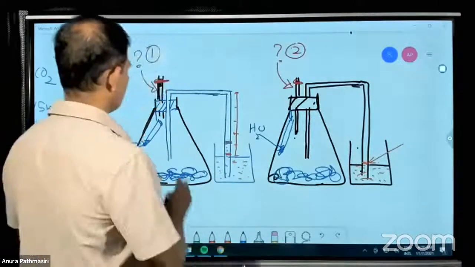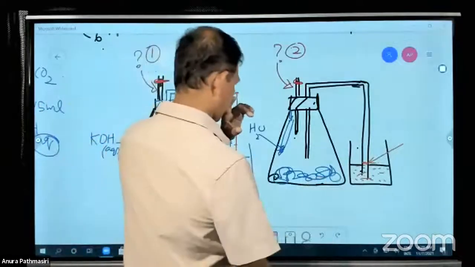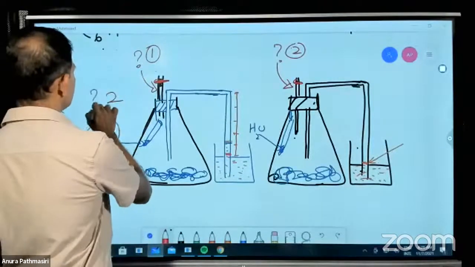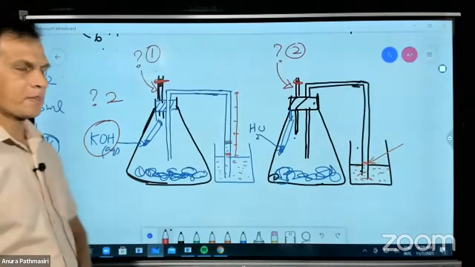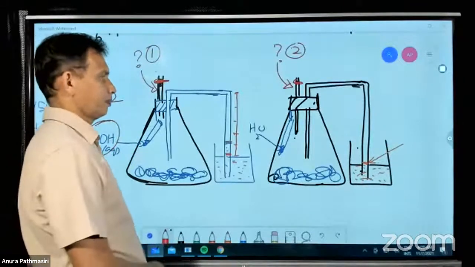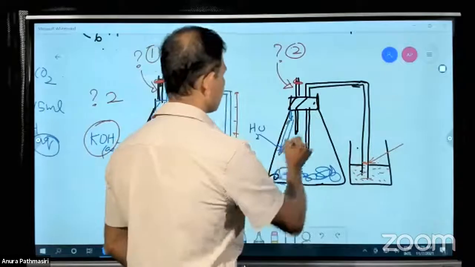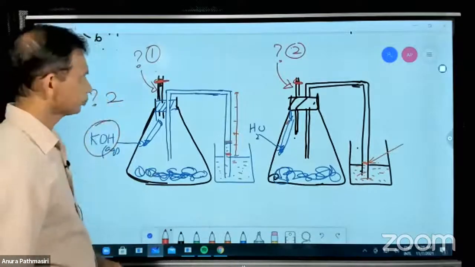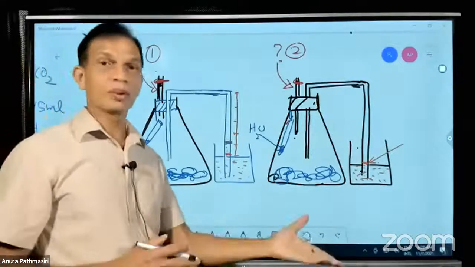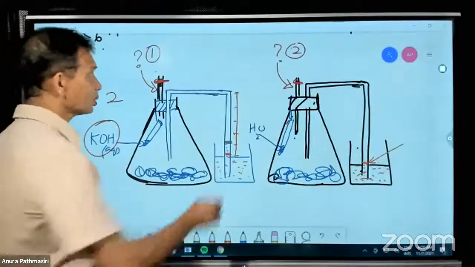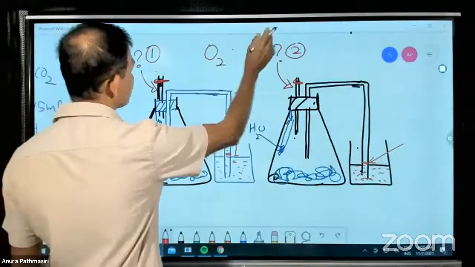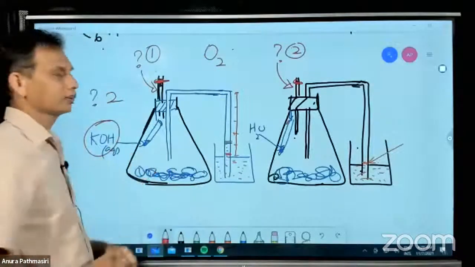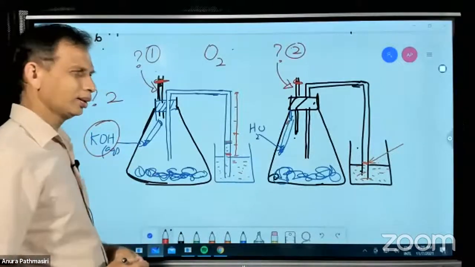Then, that's all. And after that, what is the use of potassium hydroxide? This experiment setup should have this one also. What is the use of potassium hydroxide? Removal of carbon dioxide. Yeah, to absorb, to remove carbon dioxide. But our experiment is on the requirement of oxygen for respiration, but we remove carbon dioxide. Why?